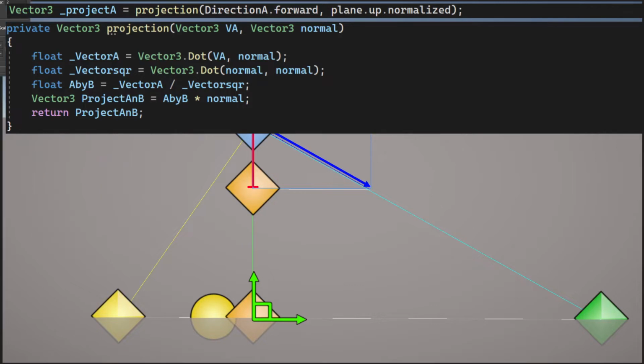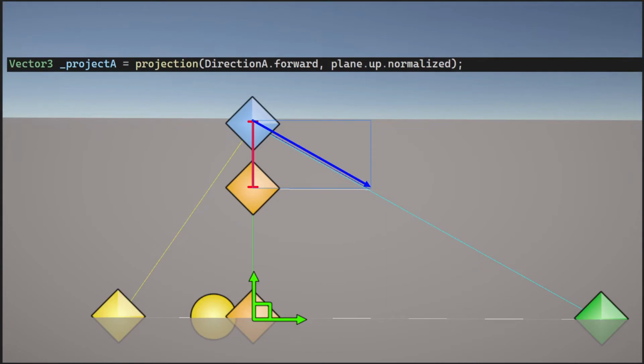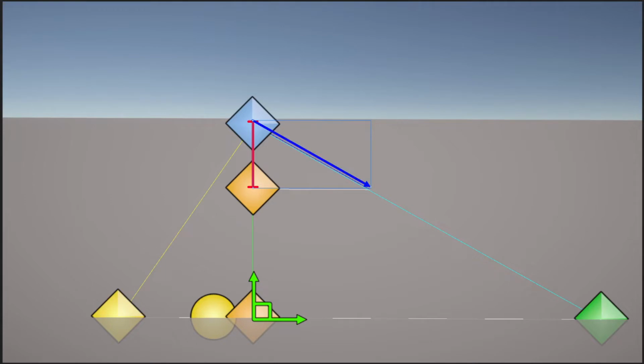Take a second. Direction A dot forward gives us our unit vector. By unit, I mean a magnitude of 1. From direction A's position, let's demonstrate what a vector is here. This being our world origin, and this being our vector.